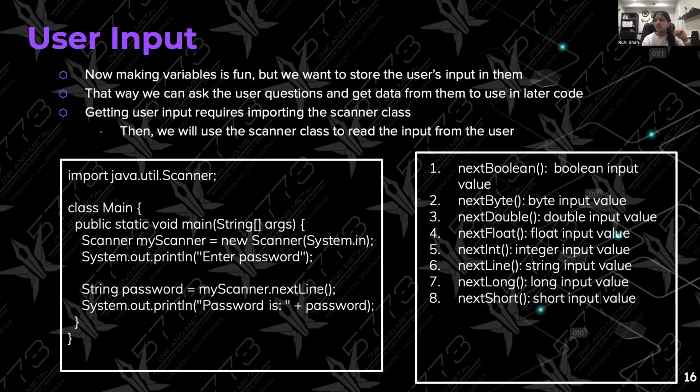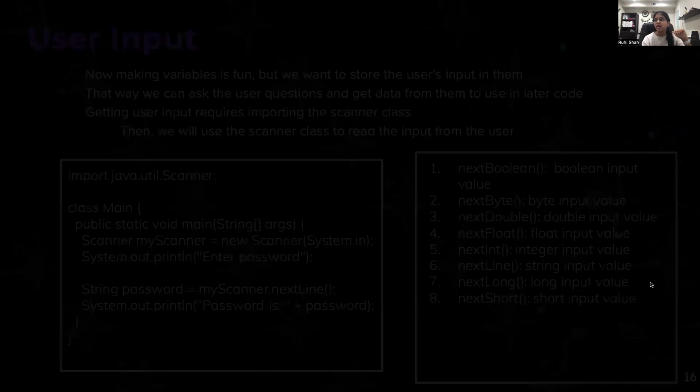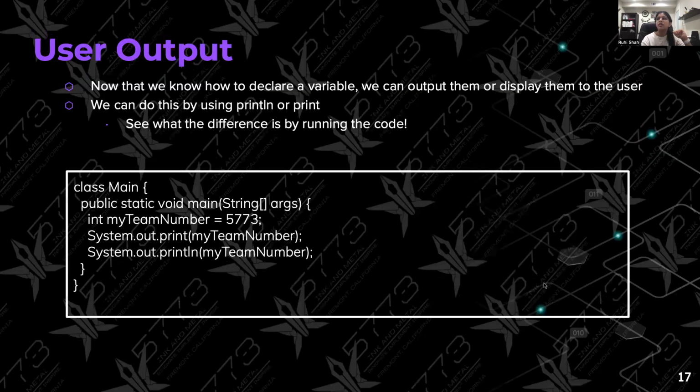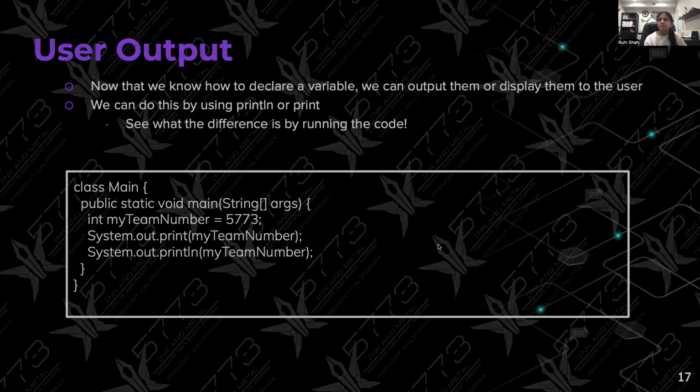So it doesn't always have to be scanner.nextLine. You can say nextBoolean, nextByte, nextDouble, nextFloat, if you have a specific data type in mind that you know is going to be the variable type. And then for user output, you can just print it out. As always, we've been already practicing this. Just use a print statement to print out whatever variable you have or any user input that you have.